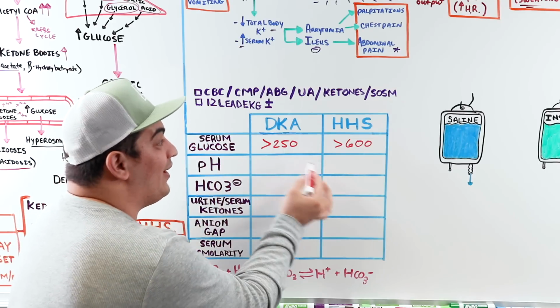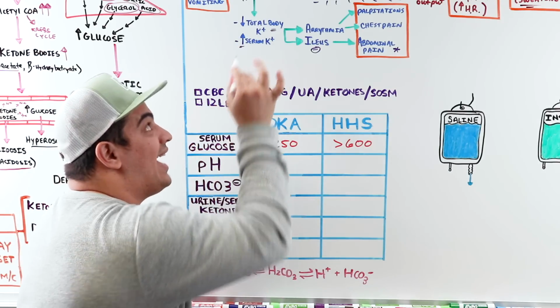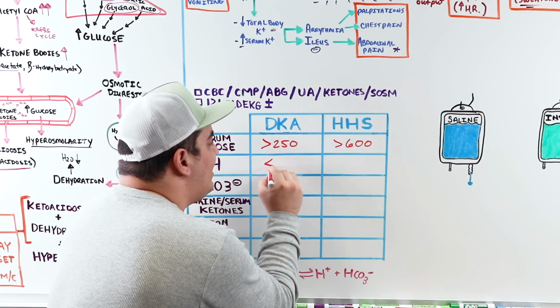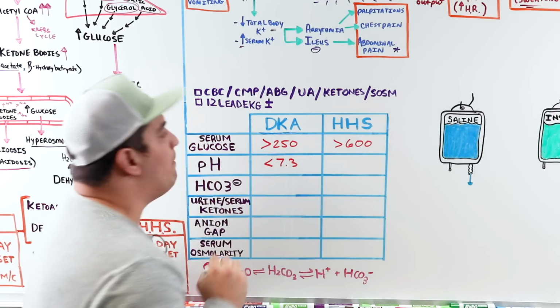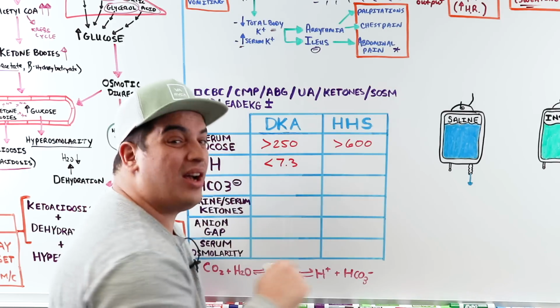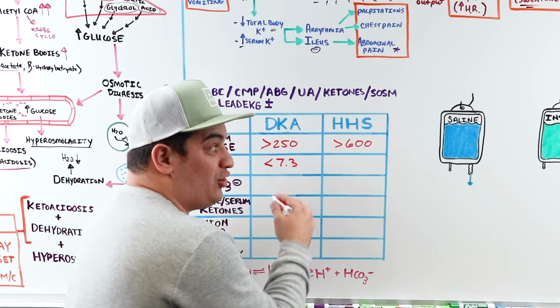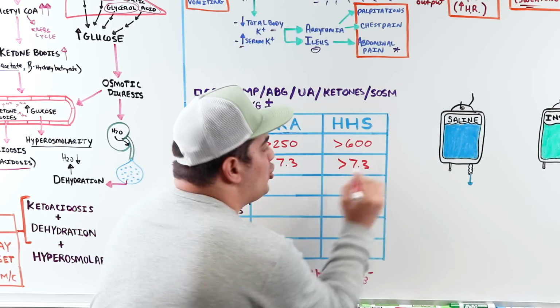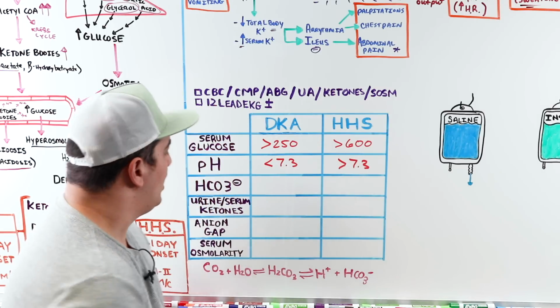pH, well remember, DKA is the one that has the ketoacidosis, so that pH we expect to be low. Anything less than 7.3, and it can get much lower. With HHS, it doesn't cause that much ketoacidosis. It shouldn't cause very much ketosis at all. So because of that, their pH should be greater than 7.3.